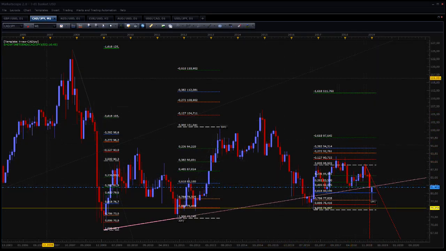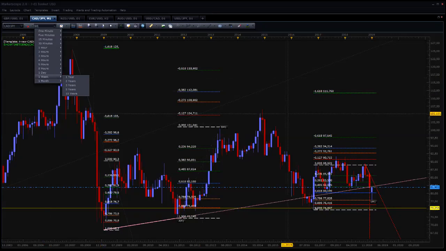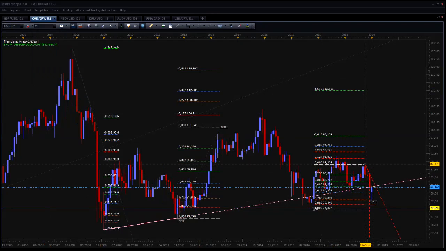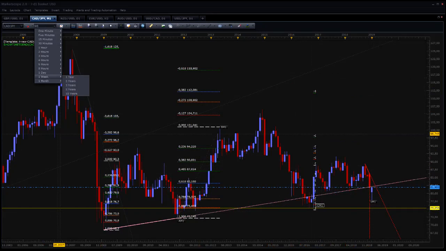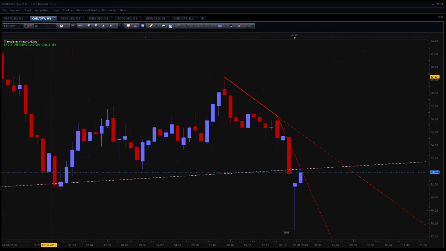So we go on a weekly chart to define a second. Why did I do this? This is why I did it, so it makes sense. So it's easier to see.